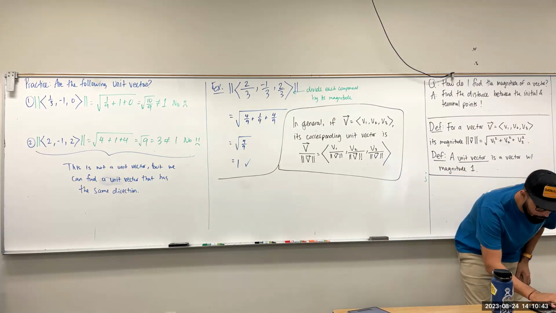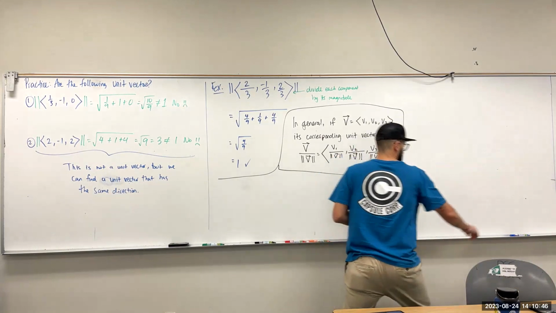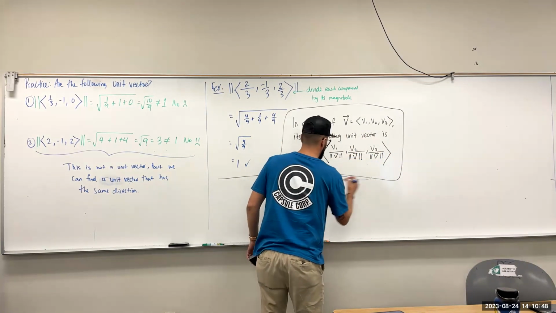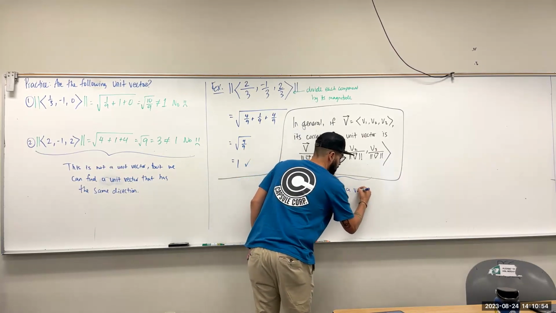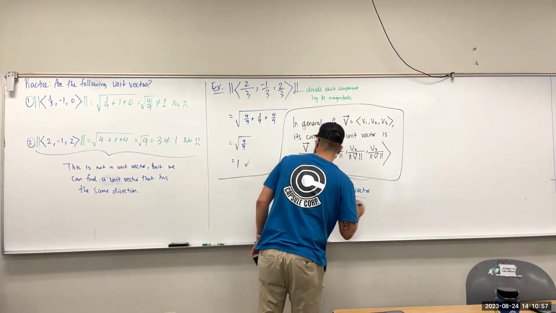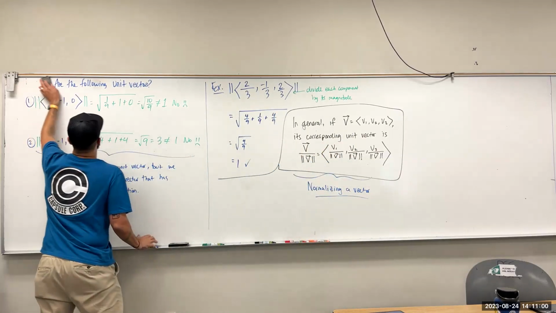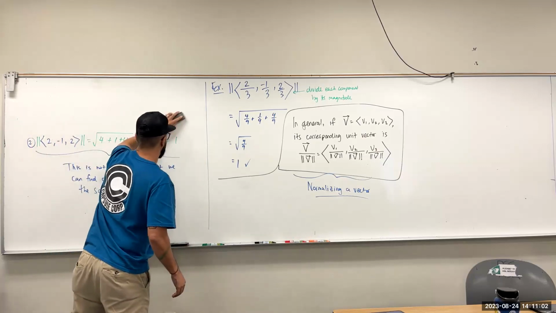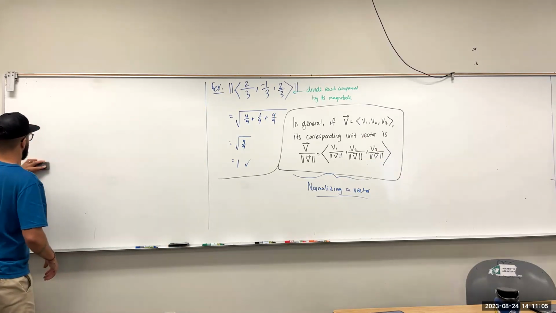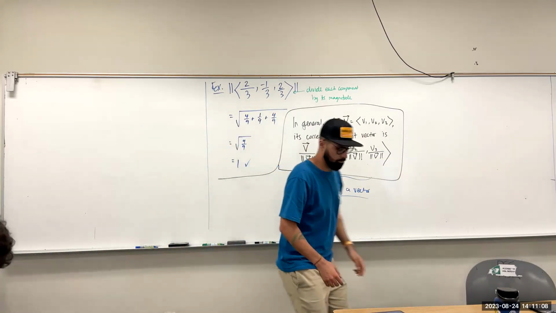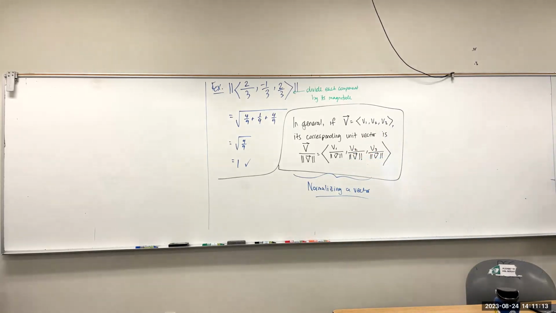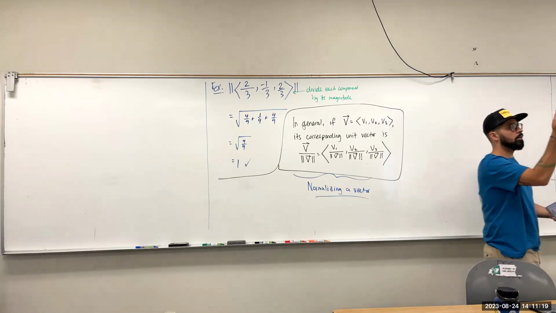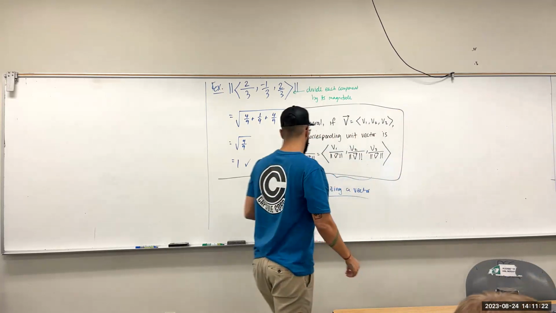All right, pause it. Yeah, so if you want to put that, this is called normalizing a vector. Normalizing a vector into a unit vector, that's right. So if you hear that the vector was normalized, that means you found its corresponding unit vector. Okay.